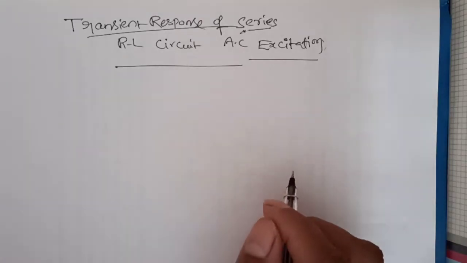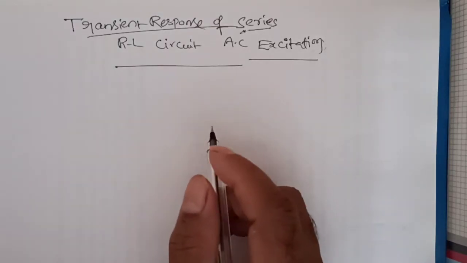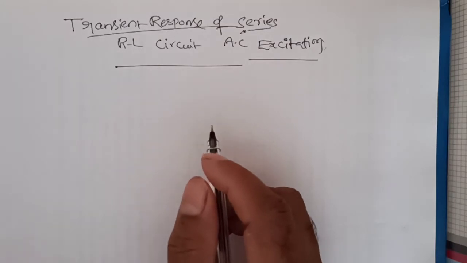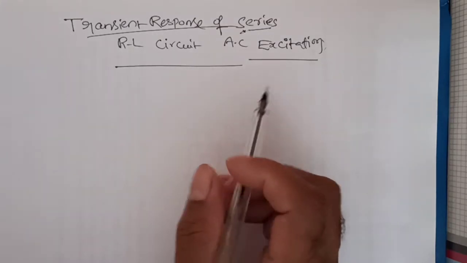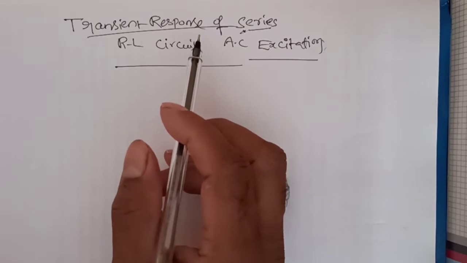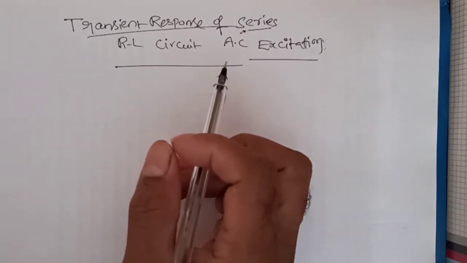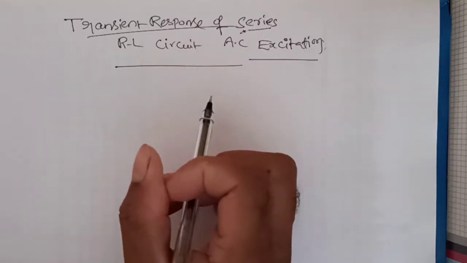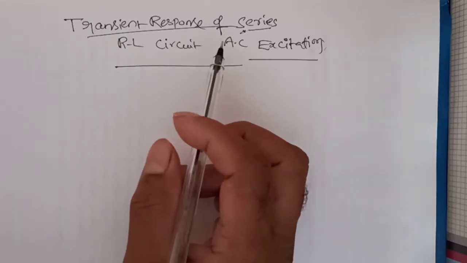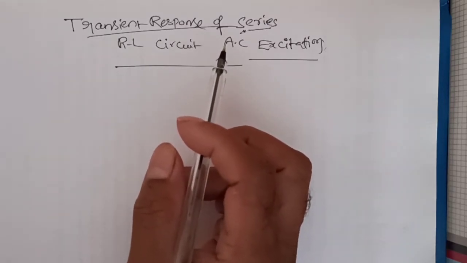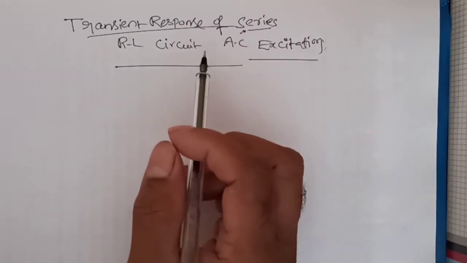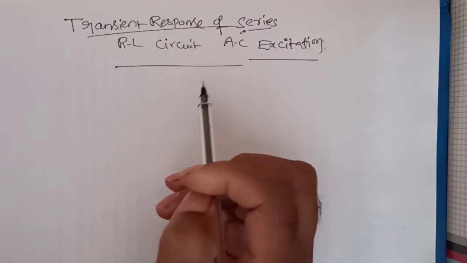Hello everyone. In the previous sections, we discussed the analysis of transient response in series RL, RC, and series RLC circuits for DC input. So now let us study the transient analysis of series RL, RC, and RLC circuits for AC input.